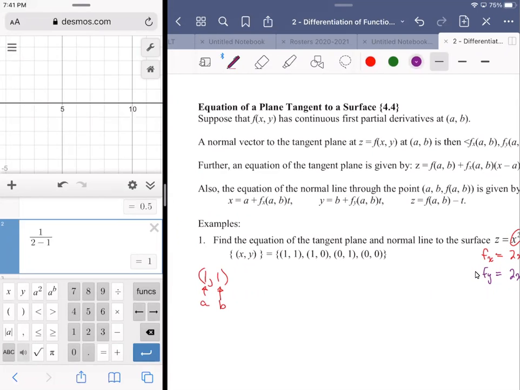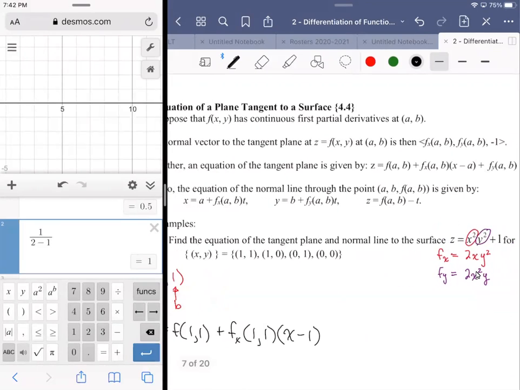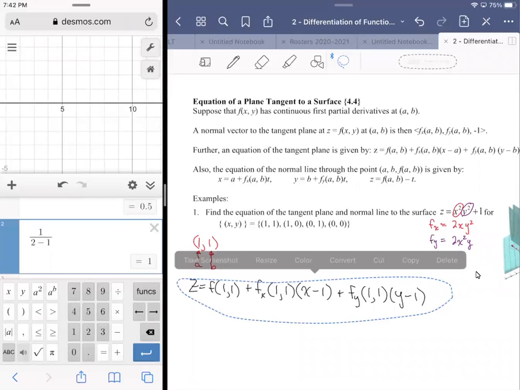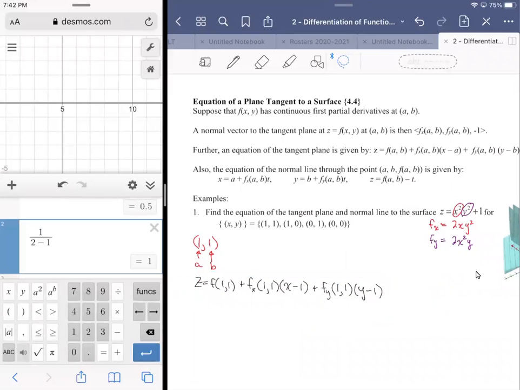All right. So the z equation, the equation of the tangent plane: f of 1, 1 plus f sub x of 1, 1 times x minus a. So in this case, x minus 1. And then the same thing with the y's. So plus f sub y of 1, 1 times y minus 1. Now we just start plugging and chugging away.